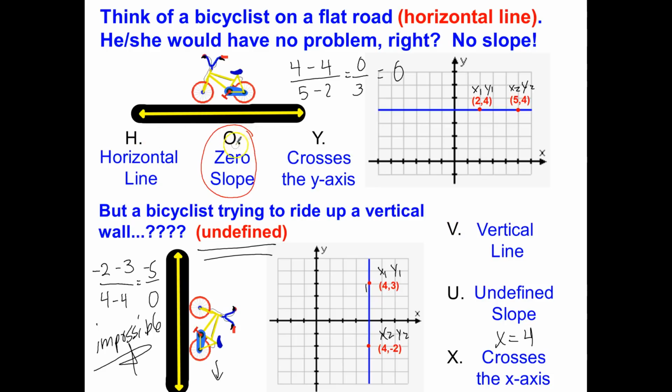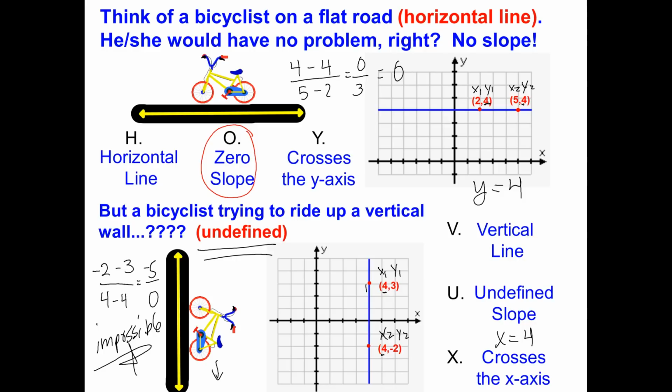So VUX: vertical, undefined, x-axis, also an x-equals equation. HOY: horizontal, 0 slope, crosses the y-axis. Guess what this equation is? I'm going to let the strong connectors answer. X equals 4 is the equation of the vertical line because it crosses the x-axis at 4. And y equals what? 4, because it crosses the y-axis at 4. Look at the y ordered pairs. Both are 4s. Look at the x ordered pairs. Both are 4s. Hint, hint, hint for the future.